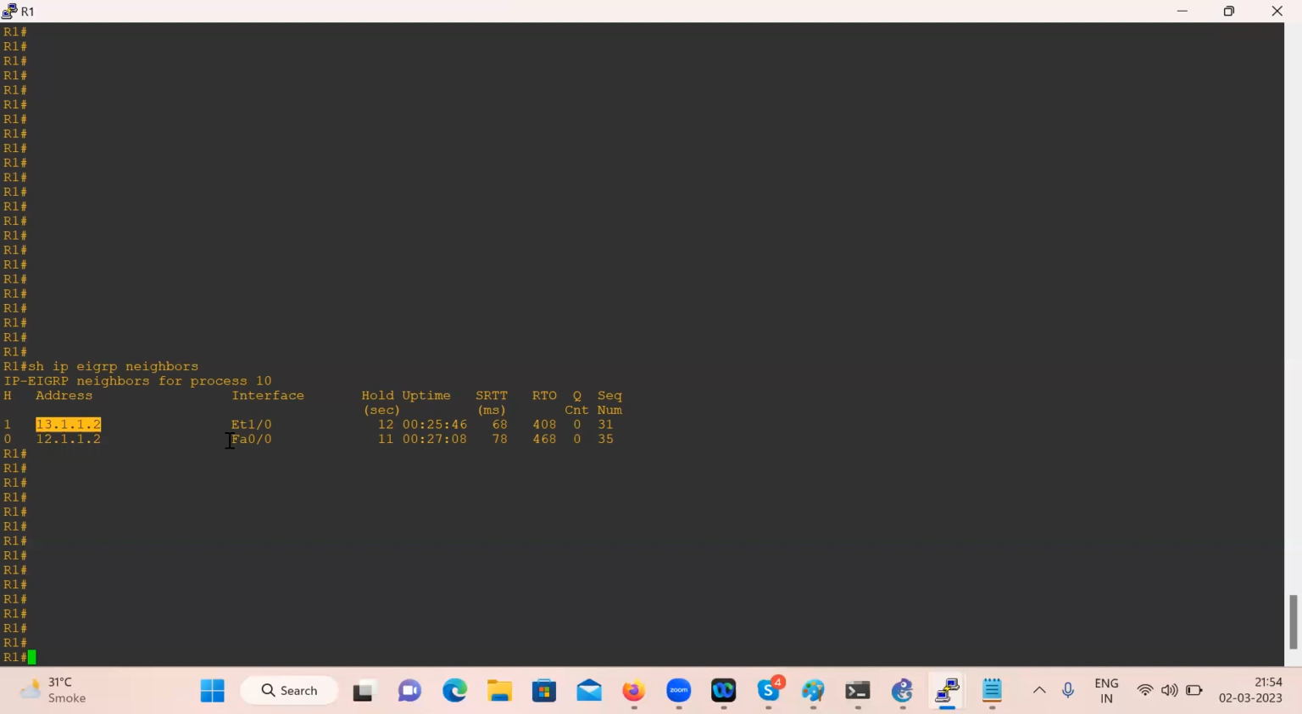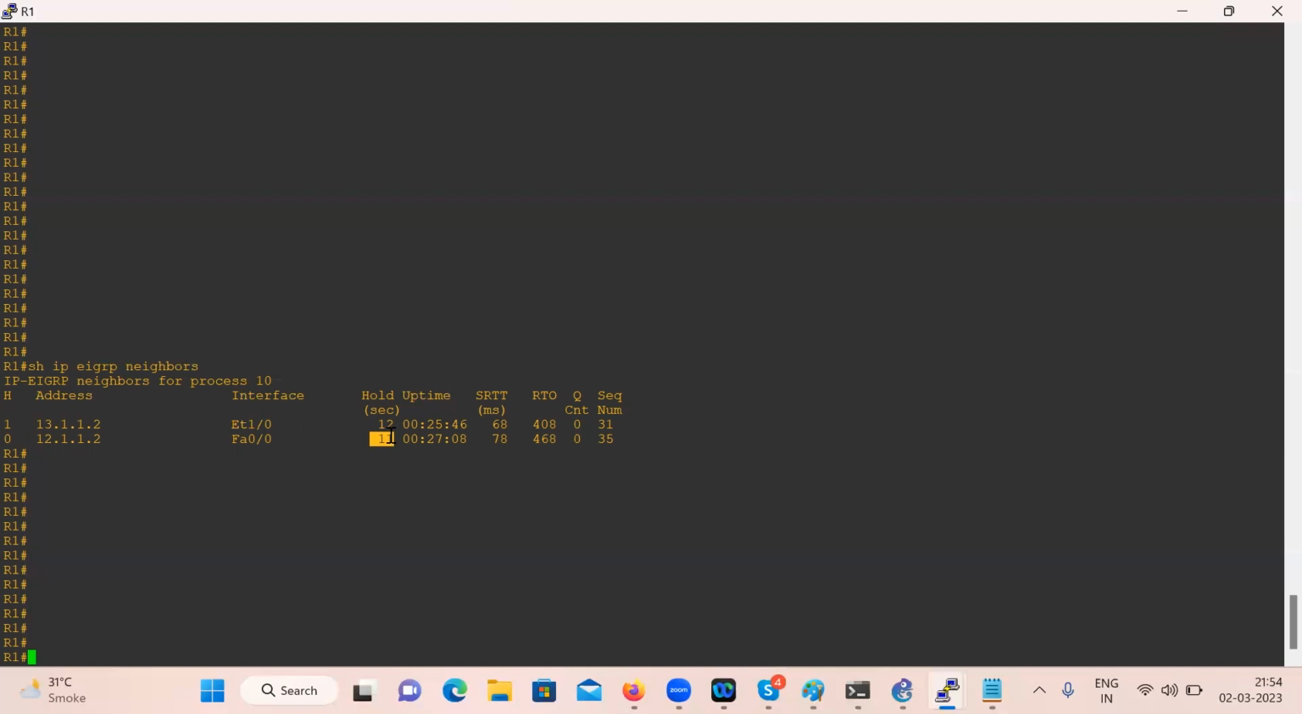From which interface have they discovered this neighbor? Router 1 discovered the neighbor 12.1.1.2 with interface FastEthernet 0/0. Second is Ethernet 1/0; with the help of Ethernet 1/0, it formed a neighborship with 13.1.1.2. Hold time 12 seconds, hold time 11 seconds. It will never come below 10.